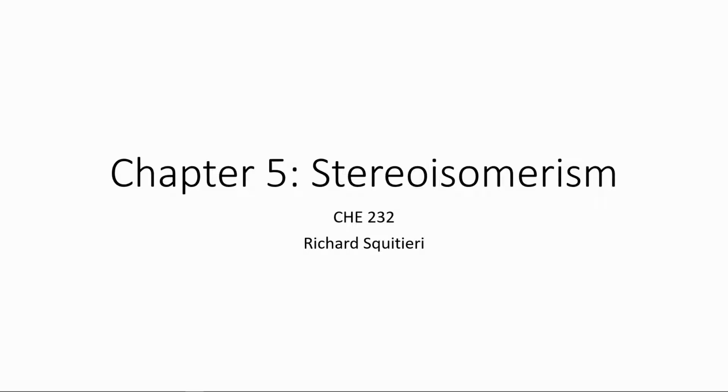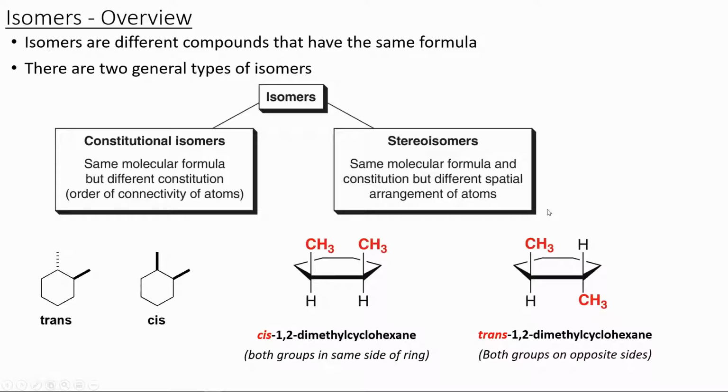Today we're going to cover the first part of Chapter 5 and talk about stereoisomers. Now we've already spent some time looking at isomers. In general, isomers are different compounds that have the same formula, and we're going to break them up into two categories today.